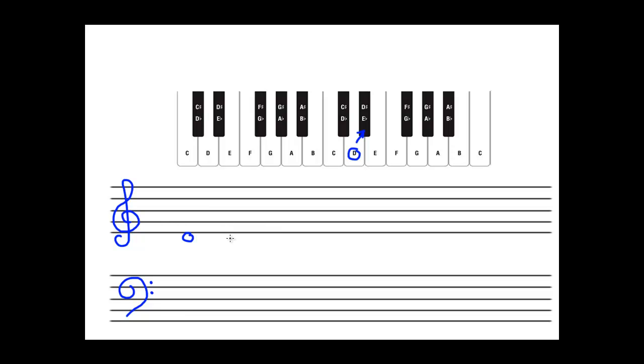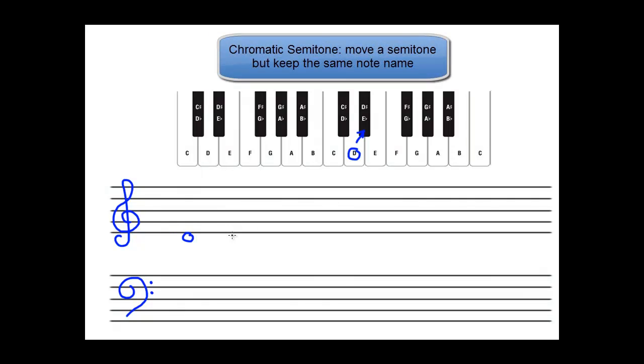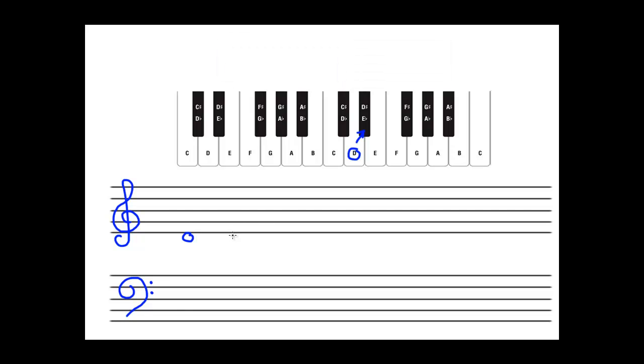The first type is called a chromatic semitone. It is where you go up a semitone but keep the name of the note the same. So in that case, we would go up from a D to a D sharp. So writing a note that is a chromatic semitone above a D, we would write a D sharp in. Let's take a look at a couple more examples.